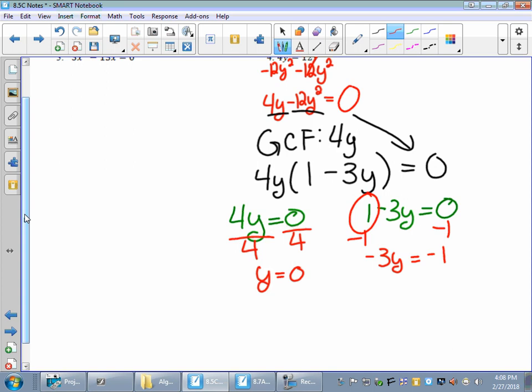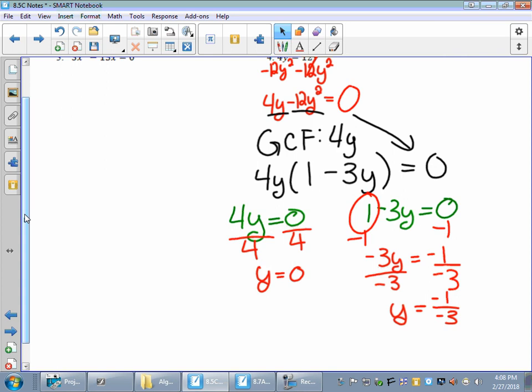There's no symbol here, so I know my 3 is attached to my y by what operation? When there's nothing there, we assume it's multiplication. Inverse operation of multiplication is division, so let's divide by a negative 3 on both sides. And I will have y is equal to a negative 1 over a negative 3. I can't simplify those numbers at all, but a negative divided by a negative should give me a positive answer. Or I can chum that and make it a positive 1/3.